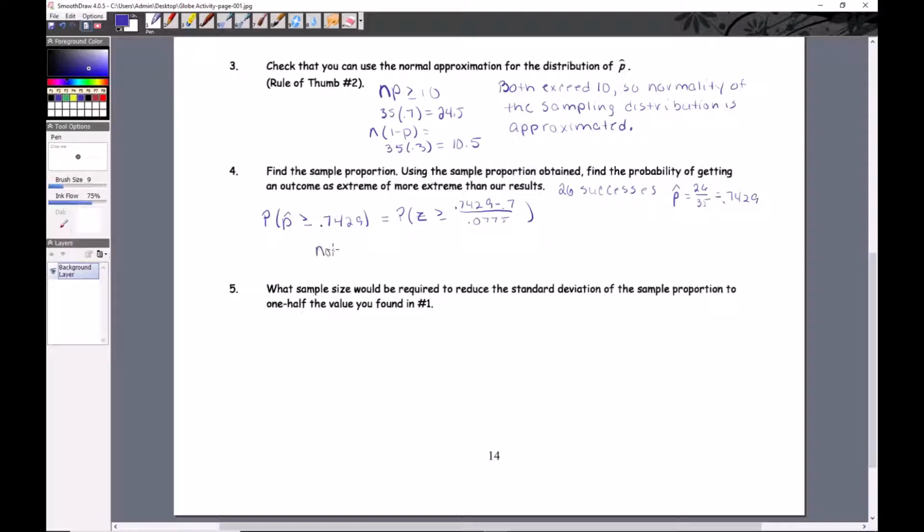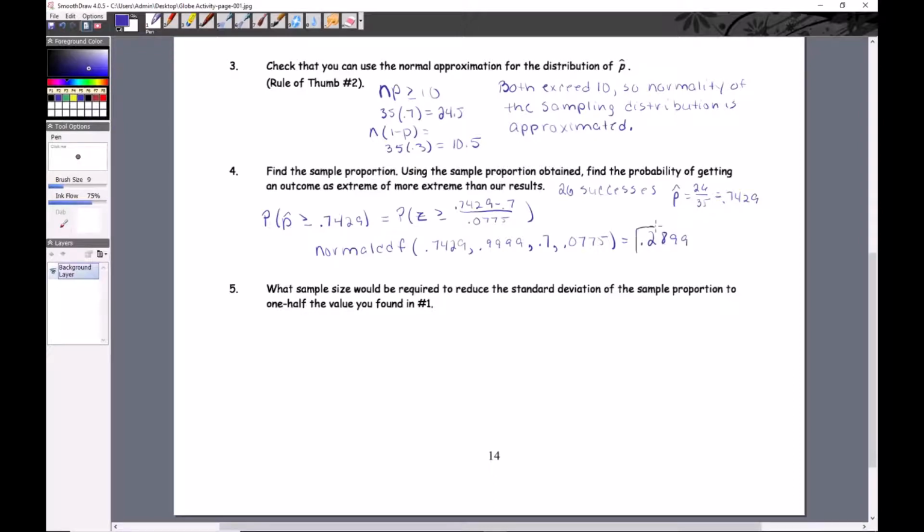And let's just go ahead and do this the quick way. So this would be normal CDF. All right, the low end of that would be 0.7429. The upper end of this, well, I think the probability, or the proportion, can't go over 1. So we'll just do 0.9999, which is really close to 1. And then the mean is 0.7. Standard deviation is 0.0775. And that's going to give us 0.2899.